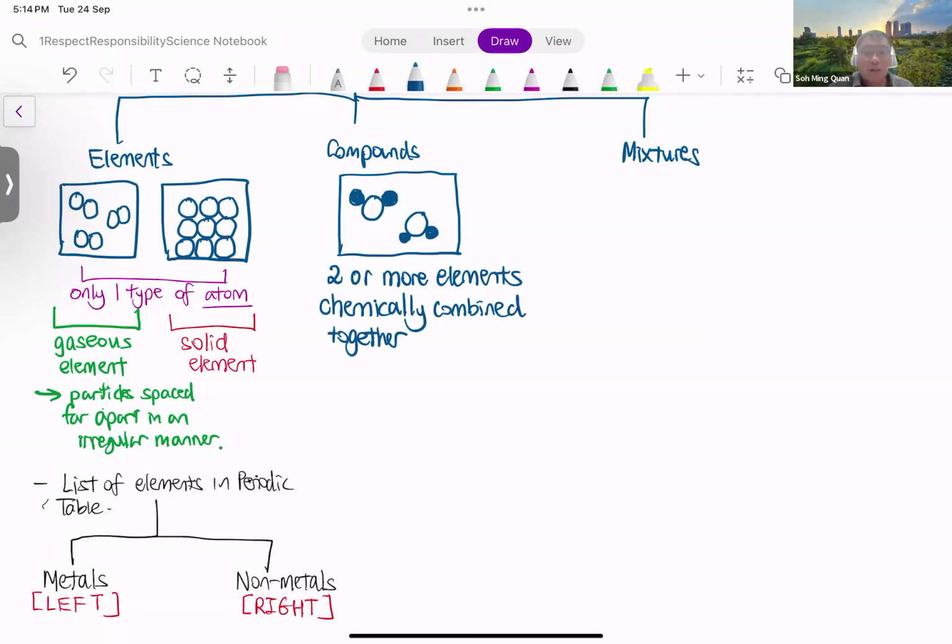Okay, when we join them together, there's a reason for this. We are actually saying that they are chemically combined. And they are not just chemically combined in any random manner. You can clearly see that there are two dark circles for one white circle. So they are chemically combined together in a fixed ratio. In this case, two dark circles with one white circle.